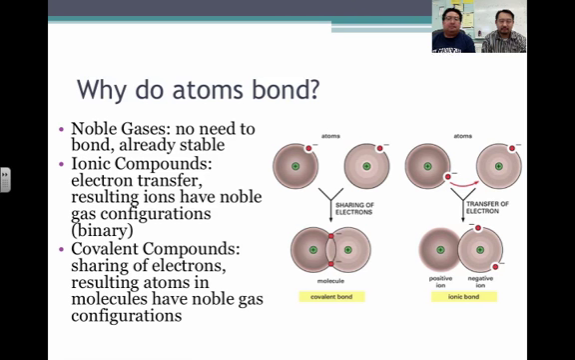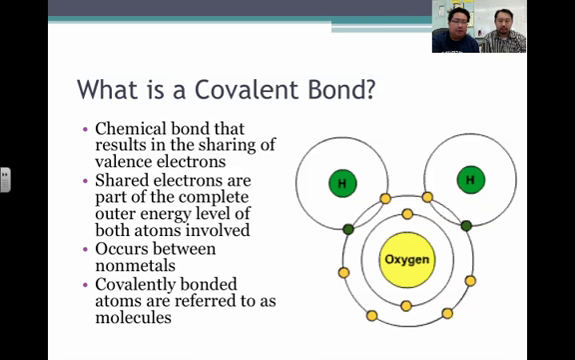So we talked about electron loss and gain, but sometimes there isn't enough of a difference in electronegativity to have an actual electron transfer. Now, noble gases don't bond because they're already stable. Ionic compounds seek to stabilize themselves by transferring electrons. Covalent compounds, on the other hand, which we're going to cover in more detail now, arise from sharing of electrons. And this is their way of achieving stability and mimicking a noble gas-like configuration.